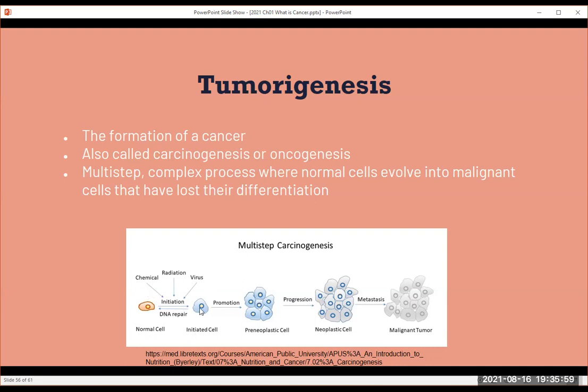Once the initial damage has happened, the cell is initiated and then has the ability to go through this process. It doesn't mean that it always goes through that process, right?